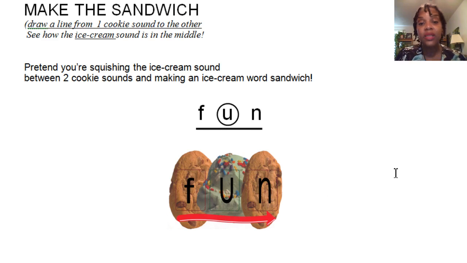Fun. I want you to imagine the word fun as an ice cream word. You see the ice cream sound in the middle and the two cookie sounds, the f sound on the left side and that n sound on the right side.